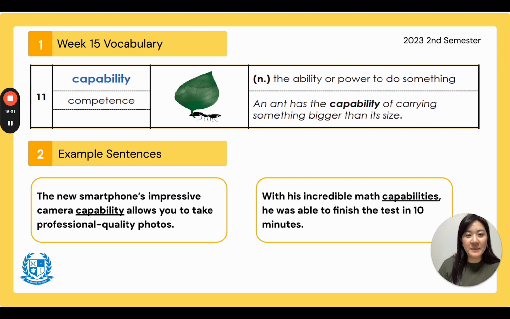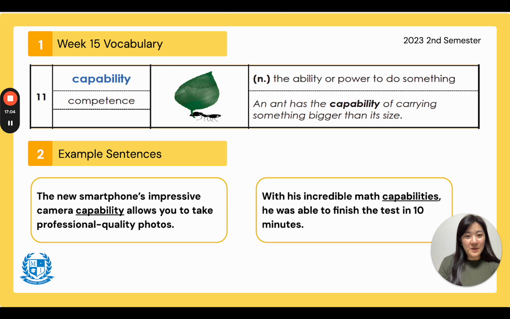Capability. Repeat after me. An ant has the capability of carrying something bigger than its size. Next one. The new smartphone's impressive camera capability allows you to take professional quality photos. Meaning that camera for that new smartphone is so good. It has the capability, it has the power to take really good photos like it's professionally taken.